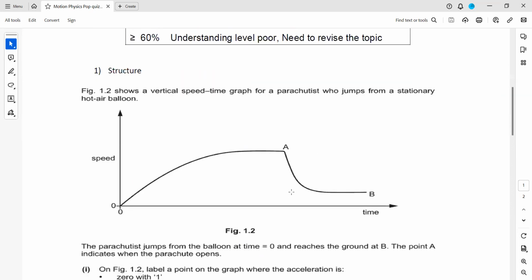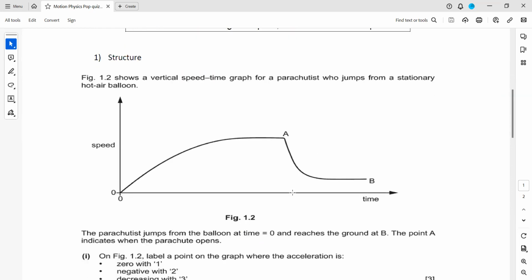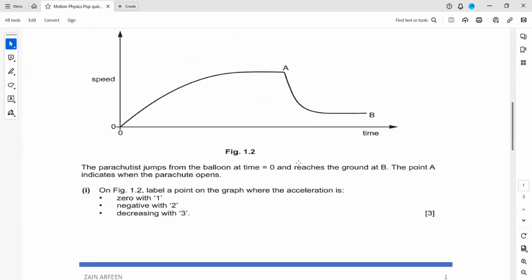In the first question, the structure question, Figure 1.2 shows a vertical speed-time graph for a parachutist who jumps from a stationary hot air balloon. The speed-time graph is shown and the positions A and B are there. The parachutist jumps from the balloon at time 0 and reaches the ground at point B. Point A indicates when the parachute opens.